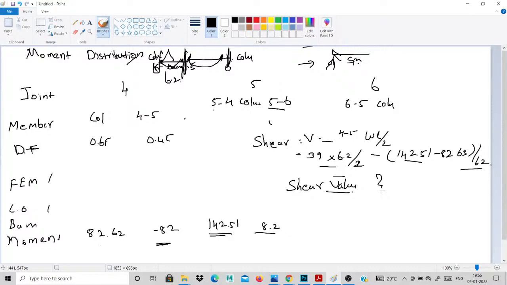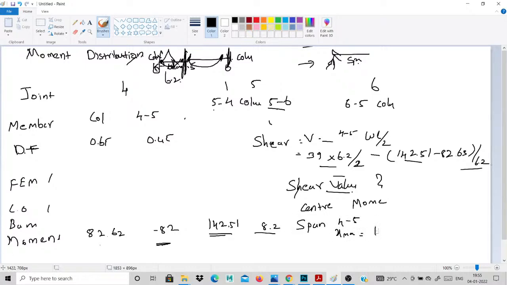Then how to calculate the center moment? With this method you calculated only the end moment. So how do you calculate the center moment value? You go for this formula. I calculated the center moment for span 4-5. Then you take the shear value.